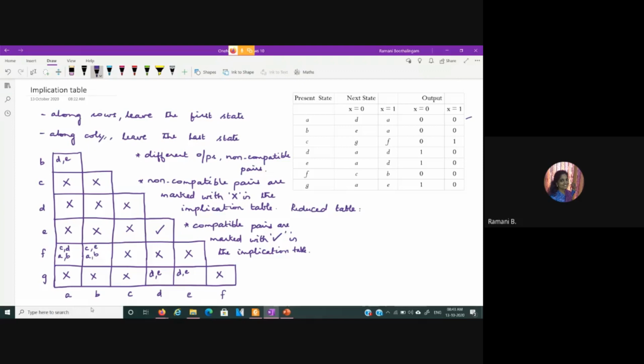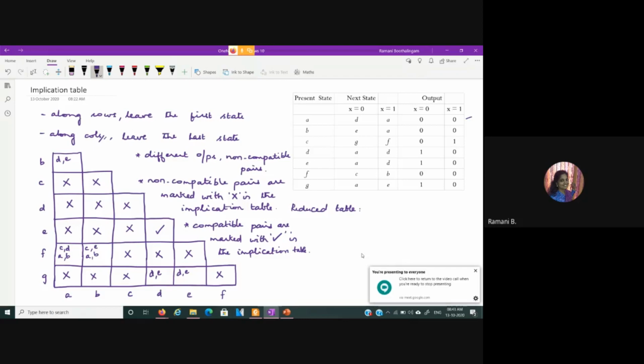Next, what we need to do is where we have written these implied states. So here I have written D comma E. Here C comma D, A comma B. Here C comma E, A comma B, and in these two D comma E. So we need to check whether the pairs we have written inside the boxes are compatible or not. If they are compatible, we give a tick mark. So if the implied states we have written inside the boxes are compatible, we give a tick mark.